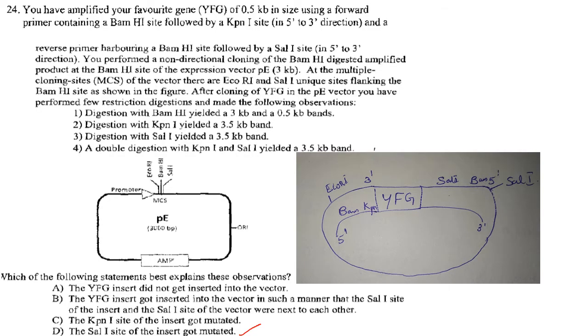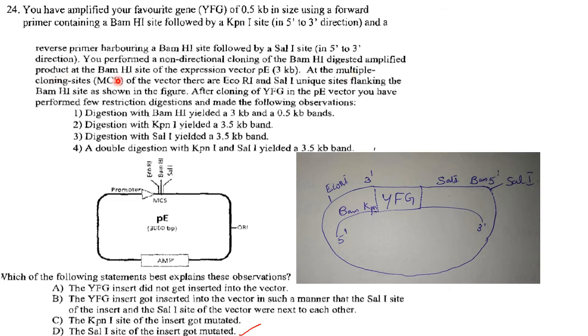Then next one. You have amplified your favorite gene YFG of 0.5 kb in size using a forward primer containing a BamHI site followed by KpnI site in 5' 3' direction and a reverse primer harboring BamHI site followed by SalI site in 5' 3' direction. You performed non-directional cloning of BamHI digested amplified product at the BamHI site of the expression vector PE, that is 3 kb.